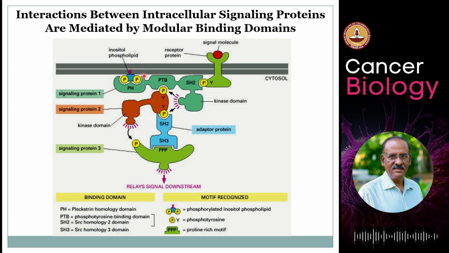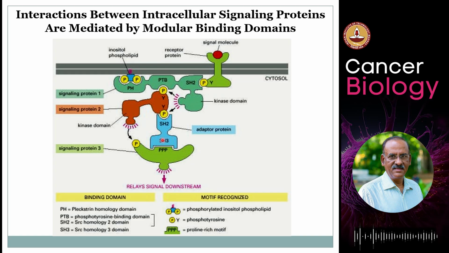What is very important is that one molecule, the so-called signaling protein 1, gets connected to, for example, inositol phospholipid and then to the receptor itself. So it is at least connecting to two. Not only that, it is also connecting to another signaling protein 2. So if you take signaling protein 1 itself, it connects to 3 different molecules. What are the 3 different molecules? Signaling protein 2, inositol phospholipid and the receptor. So this is a very important example.